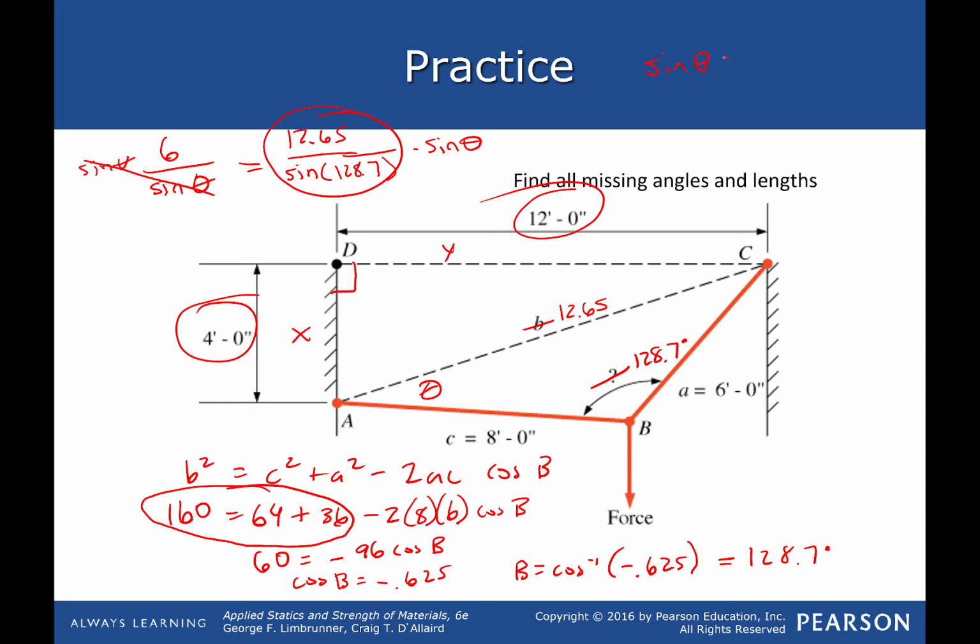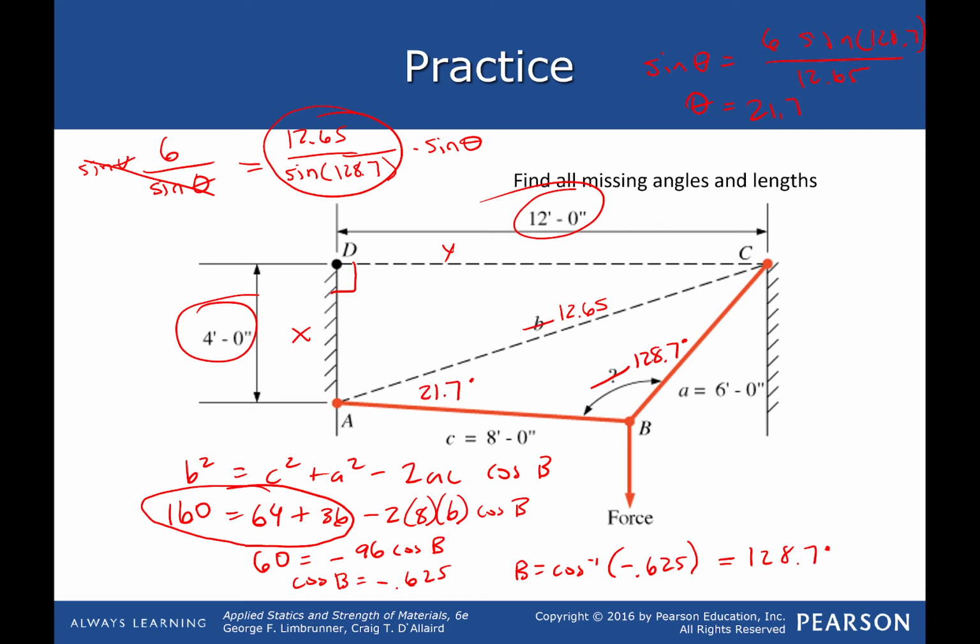Sine of theta is equal to 6 sine of 128.7 all over 12.65. Okay, and our angle theta will hopefully come out to be something reasonable. We'll find out. So, let's see, second sine, 6 divided by 12.65 times sine of 128.7. And I get 21.7 degrees. Okay, so I've got two of these.